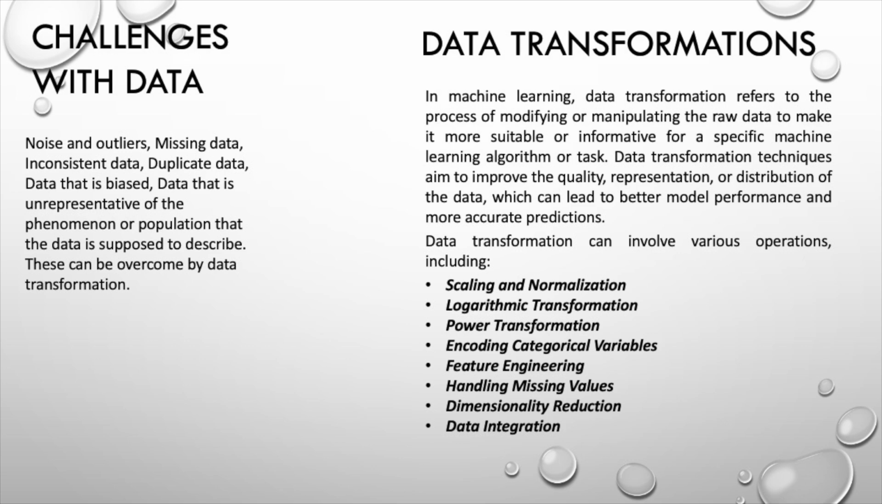Scaling transforms the data to a specific range, often between 0 and 1 or -1 and 1, to ensure that all features have a similar scale. Normalization adjusts the data distribution to have zero mean and unit variance, making it easier for algorithms to learn from the data. A logarithmic transformation.